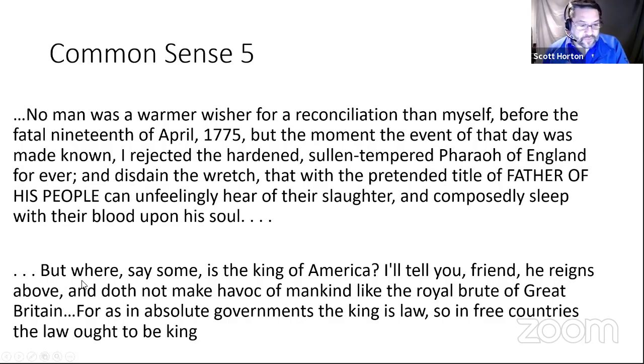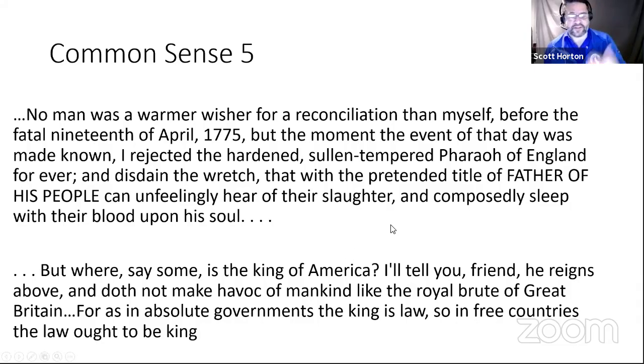And then down here, he says, where, say some, is the King of America? He reigns above and does not make havoc of mankind. What he says here essentially is that the law is the king in America. And that's a revolutionary statement for the 1700s, that the law is our ruler, not the king. Really very much challenging this whole old idea of the divine right of kings.